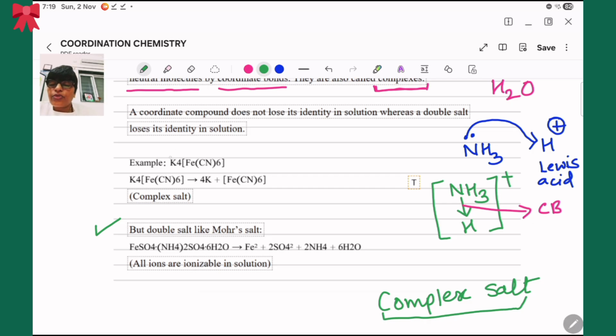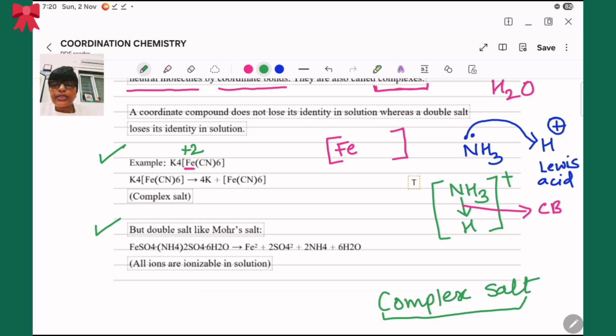Now look at this. For example, the first compound is K4[Fe(CN)6]. In this compound there is a central metal atom, that is Fe. Inside the square bracket I am writing iron, which is a transition metal, that means it belongs to the d block. It will now be called the central metal ion. Why is it called an ion? Because its oxidation state here is +2. So it is not an atom, it is an ion.